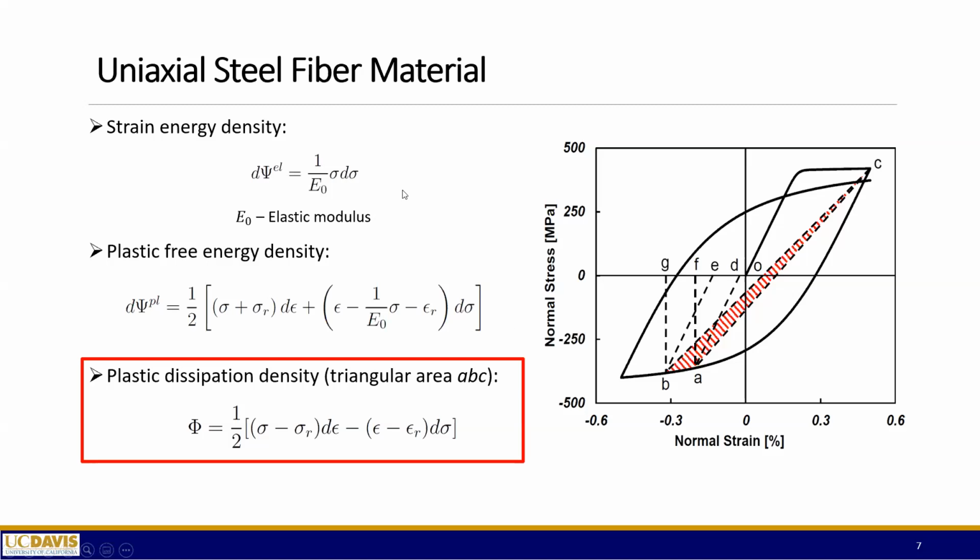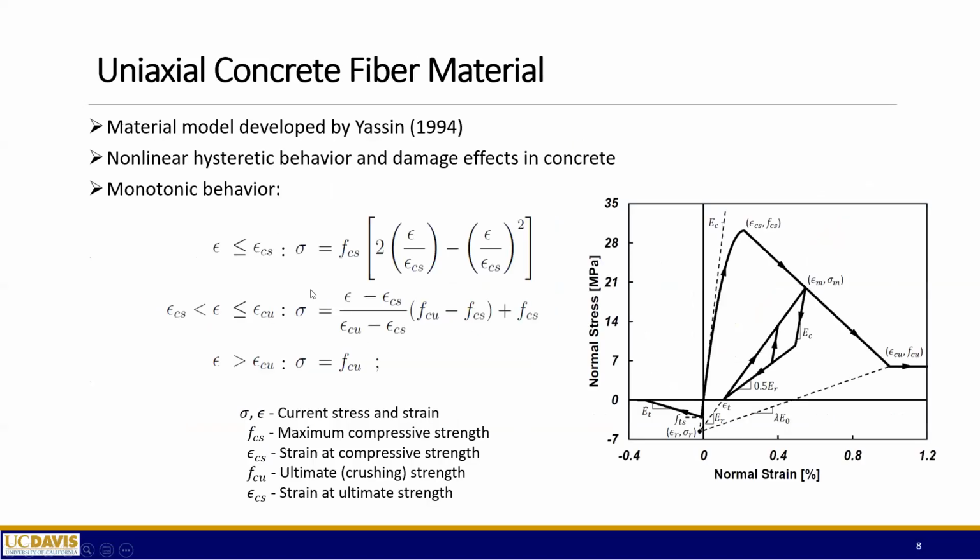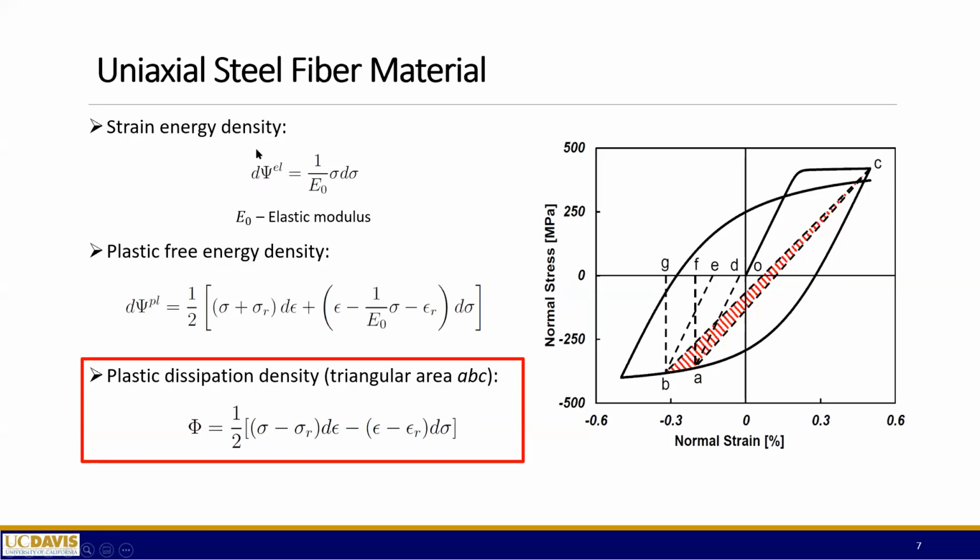From point A to point B, like I mentioned before, the plastic dissipation density is this triangular area A, B, and C. But we also have the strain energy density. This is the form that we are quite familiar with, the same as all the other materials. The incremental strain energy density equals the stress multiplied by the incremental elastic strain, because this is the incremental stress divided by the elastic modulus. That's the incremental strain. And also we have the plastic free energy density.